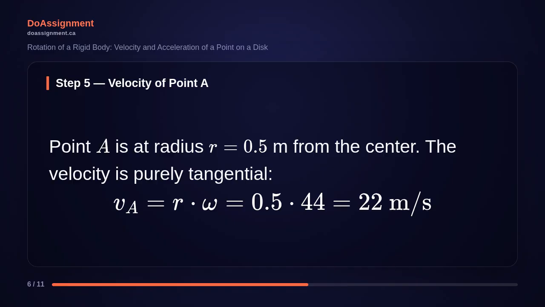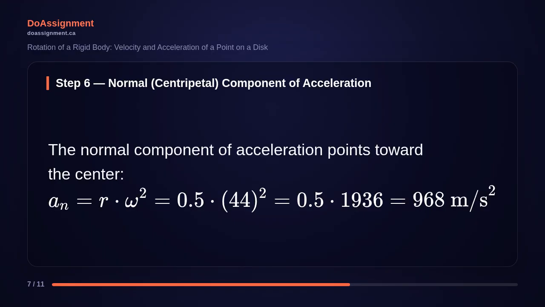The speed of point A equals the radius times the angular velocity. That is 0.5 meters times 44 radians per second, giving a velocity of 22 meters per second. The normal component of acceleration is r times omega squared. That is 0.5 times 44 squared. 44 squared is 1936, so the normal acceleration is 968 meters per second squared, directed toward the center.